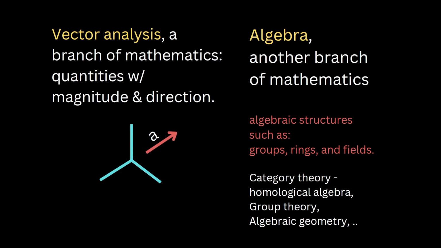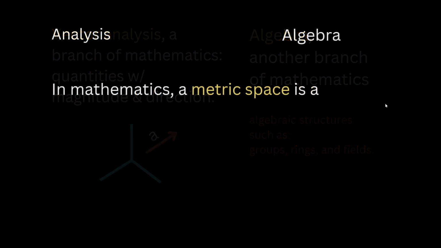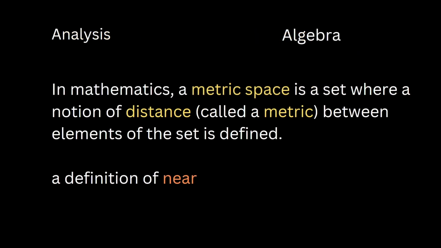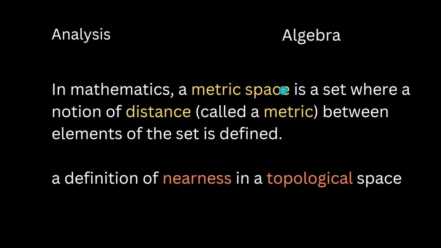Of course, modern algebra has evolved. In pure mathematics, you have category theory, homological algebra, group theory, algebraic geometry. Amazing. But what we need to focus on is the easy thing. There's something called a space, a metric space. This is a set where the notion of a distance, called a metric, between elements of the set is defined.